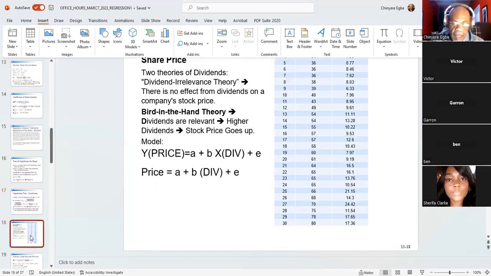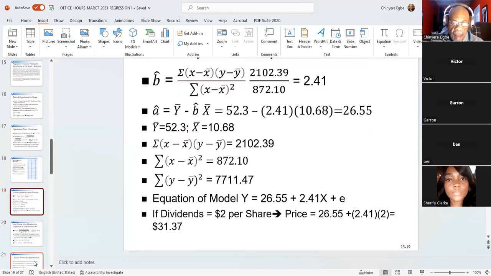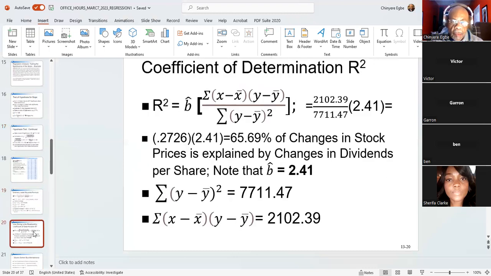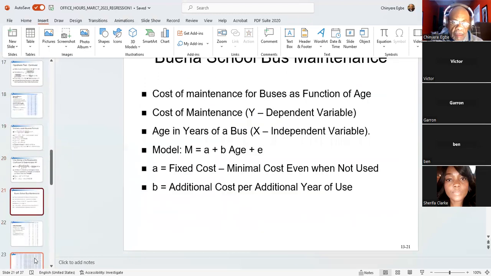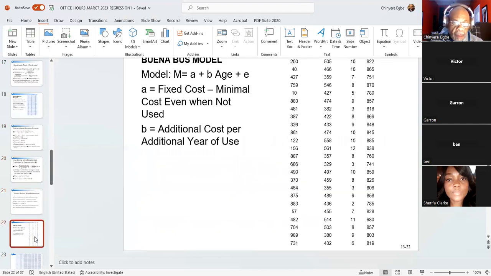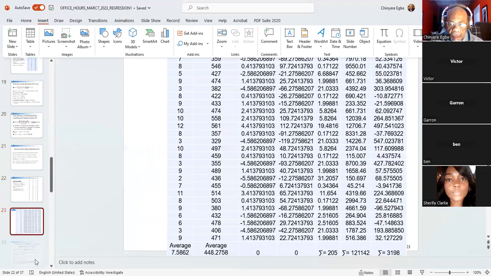Okay, so that ends. These are other examples which you can test out by yourself. Dividends and the price of a share, which we talk about in finance. Okay, so you can look at that. This is the bus example. You can work it out yourself.